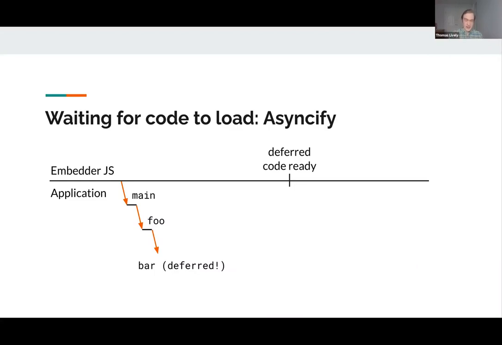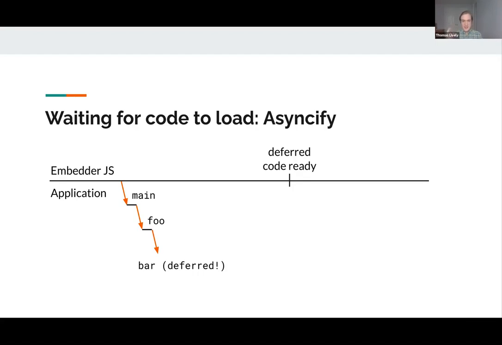So in this example, the application is compiled, it's instantiated, and so the embedder.js on the website kicks it off by calling main, which in turn calls foo, which in turn calls bar. But bar is in this deferred module, and it hasn't been loaded yet. It's still working on downloading that in the background. So what are we going to do in the meantime?